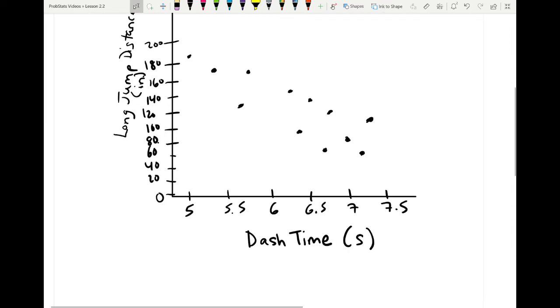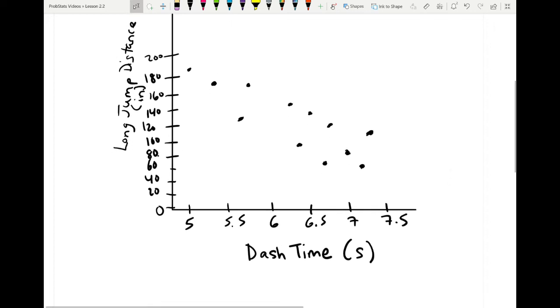All right, so here is all of the data plotted. Now, when you plot the data, you can actually see if there's a pattern in the data. So it seems like the greater the dash time, as we were saying earlier, the slower the speed of the individual, and then the smaller the long jump distance. So there seems to be some kind of relationship between the two variables.